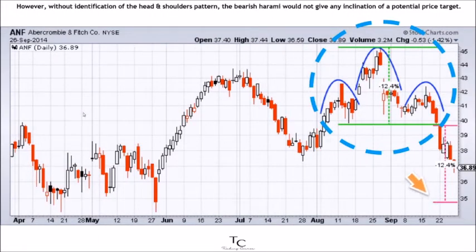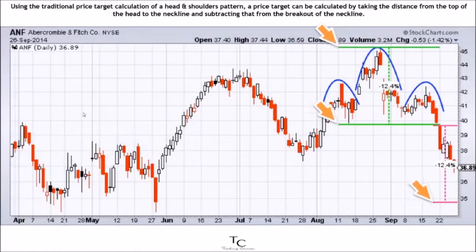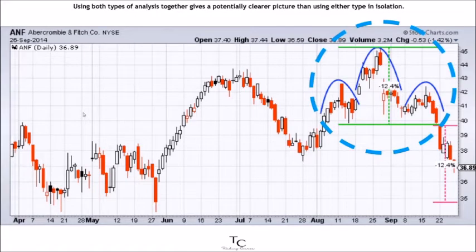However, without identification of the head and shoulders pattern, the bearish harami would not give any inclination of a potential price target. Using the traditional price target calculation of a head and shoulders pattern, a price target can be calculated by taking the distance from the top of the head to the neckline and subtracting that from the breakout of the neckline. Using both types of analysis together gives a potentially clearer picture than using either type in isolation.